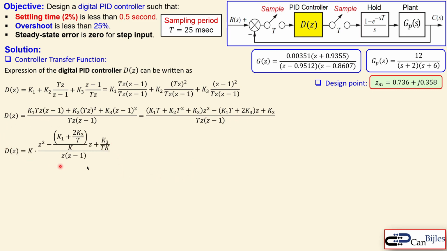Now, if you continue, you can also make it in this format. So you can see the k here, which is a new parameter, which is our PID controller gain, which is related to k1, k2, k3, and also the sampling period. And the rest are shown here.